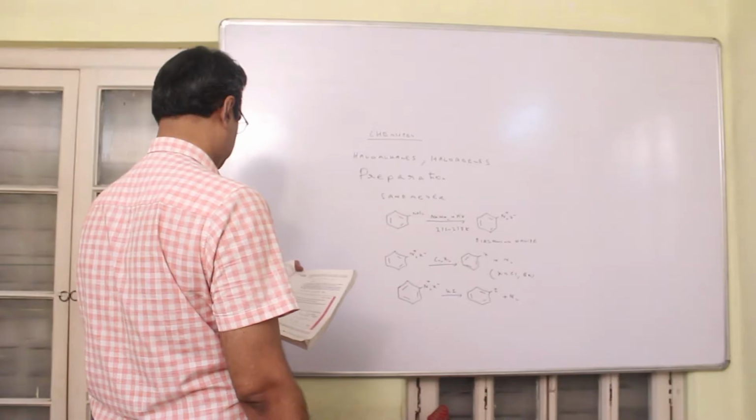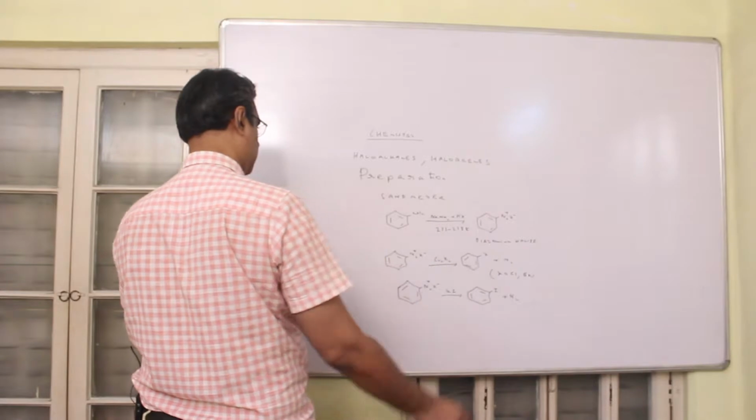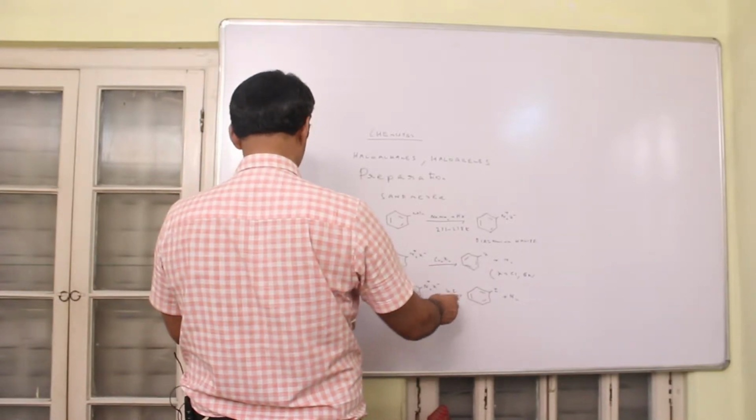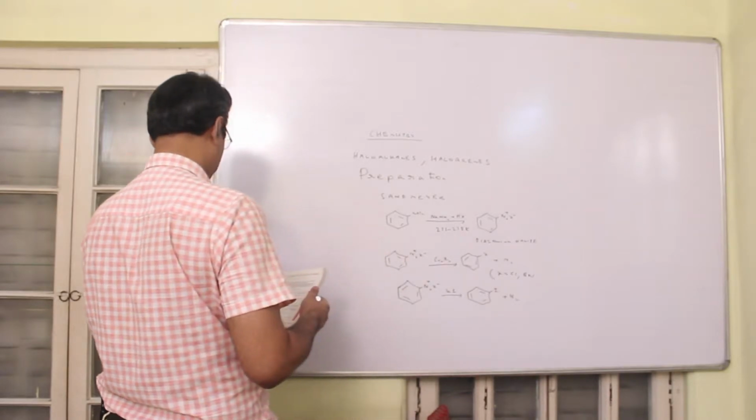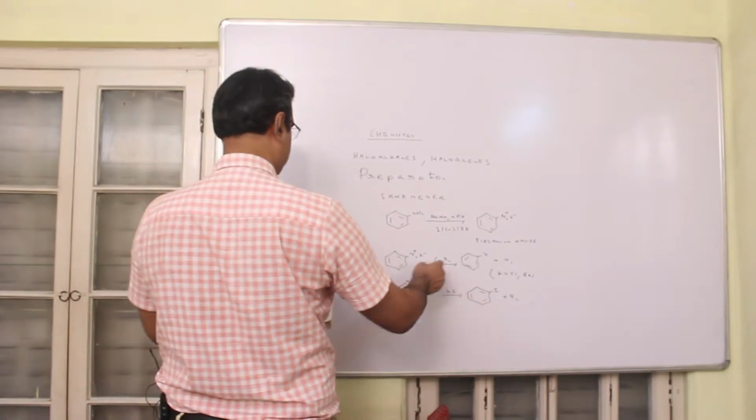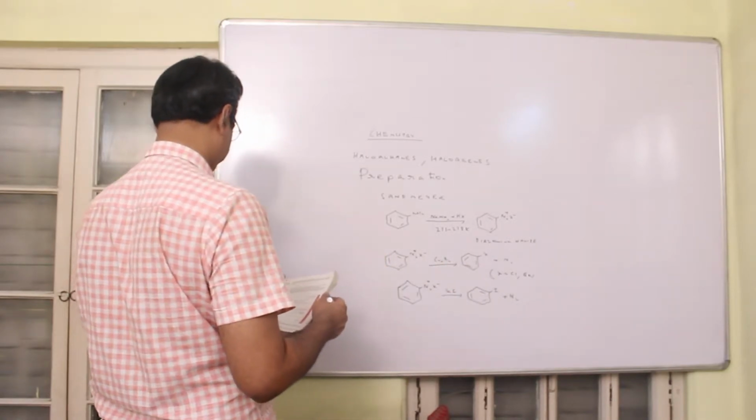In case of getting iodoarene, you don't have to use Cu2Cl2 or Cu2Br2, you use potassium iodide and that will give you the iodoarene. So for chloro and bromoarenes, this is the reaction, and for iodoarenes, this is the reaction.